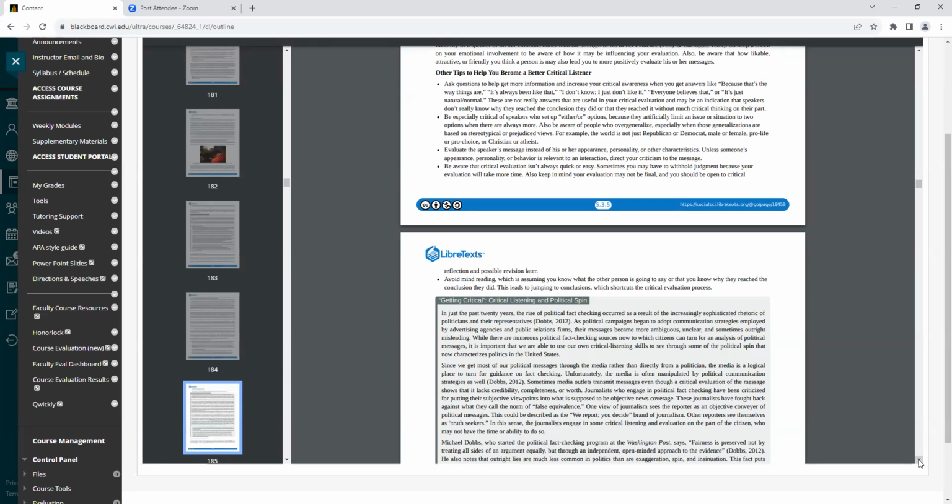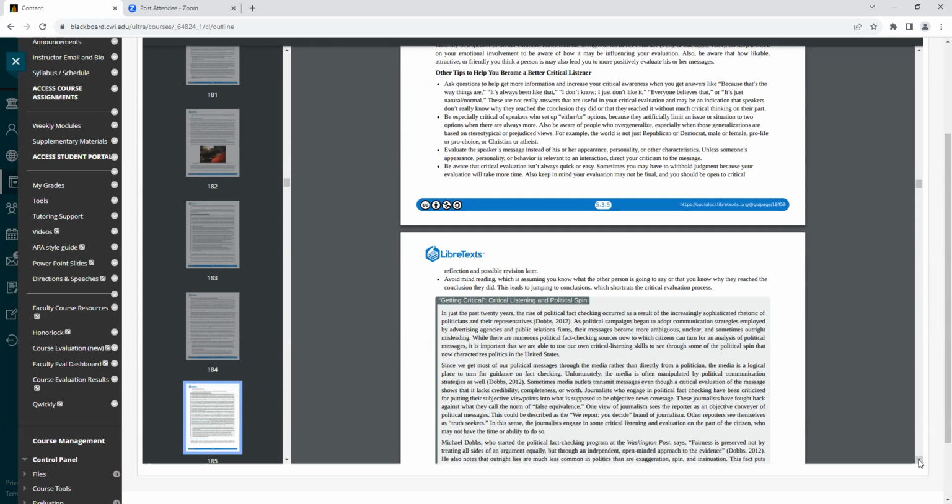Evaluate the speaker's message instead of his or her appearance, personality, or other characteristics. Unless someone's appearance, personality, or behavior is relevant to an interaction, direct your criticism to the message. Be aware that critical evaluation isn't always quick or easy. Sometimes you may have to withhold judgment because your evaluation will take more time.